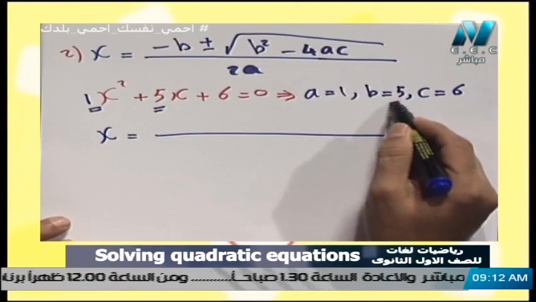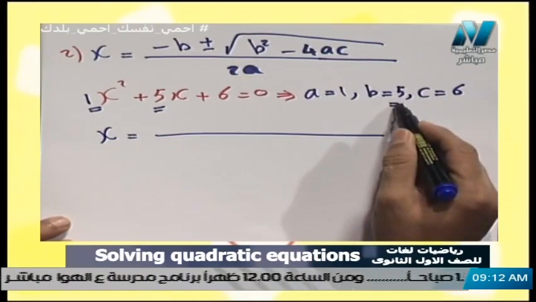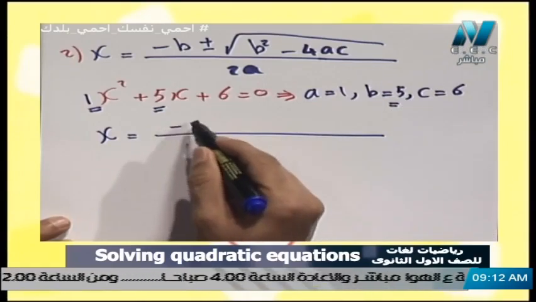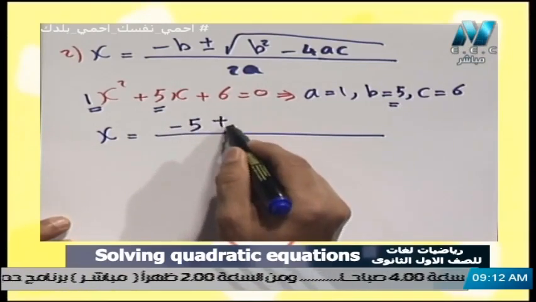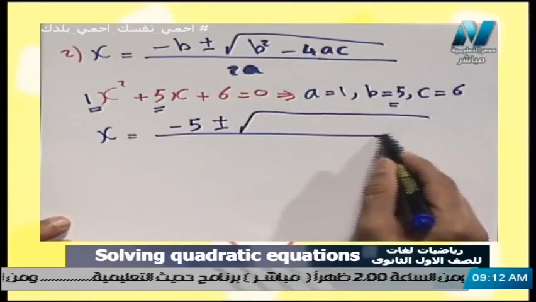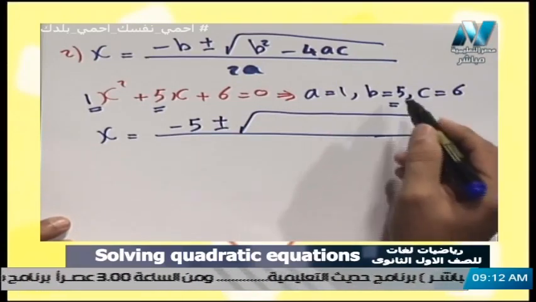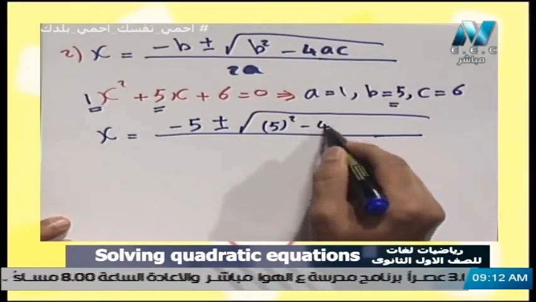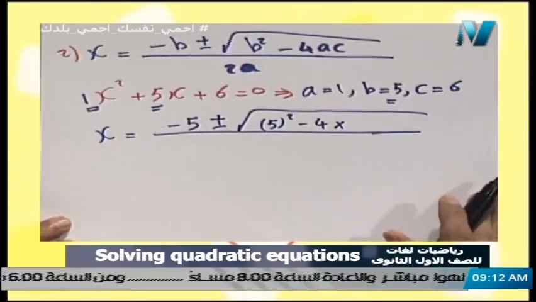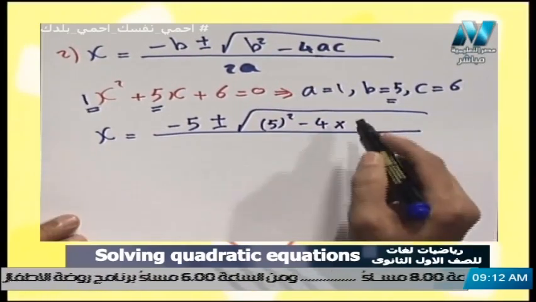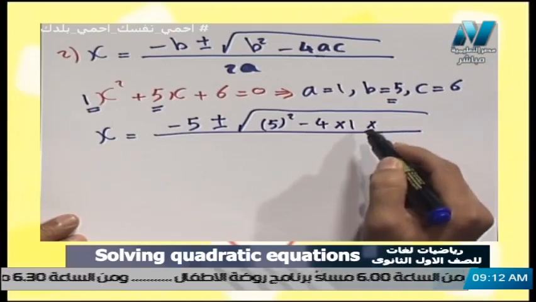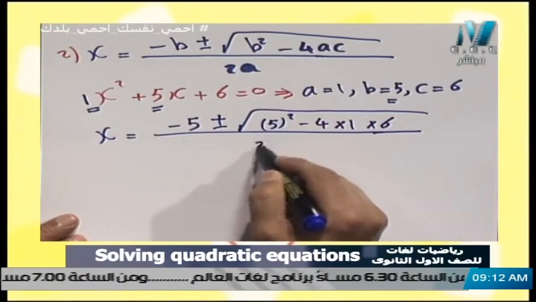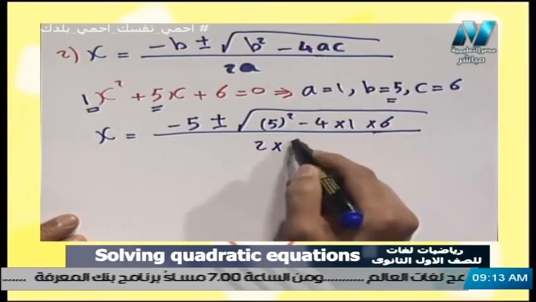Negative b means the converse of the sign of b. Here the sign is positive 5, so we put negative 5 plus or minus the square root of b power 2, which means 5 power 2, minus 4ac. A here is 1, multiplied by c, which is 6, over 2a. 2 multiplied by a, which is 1.